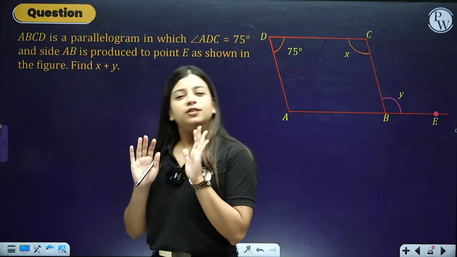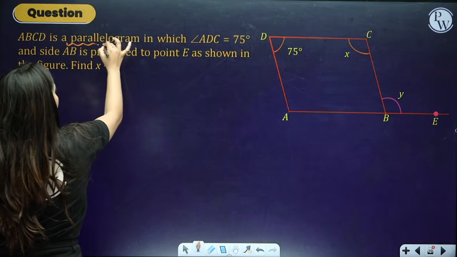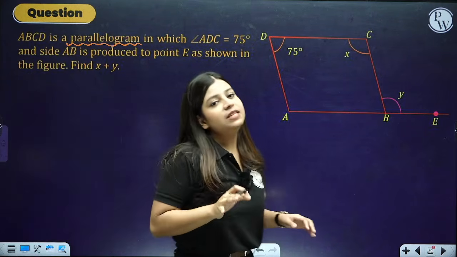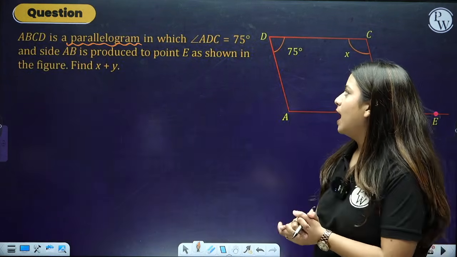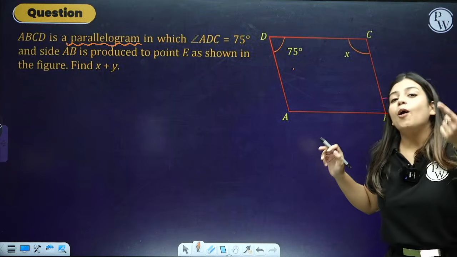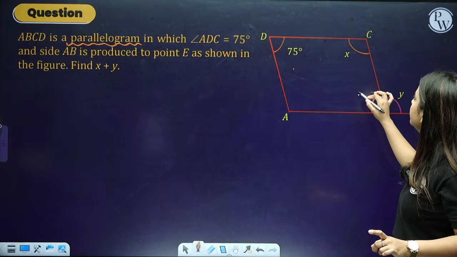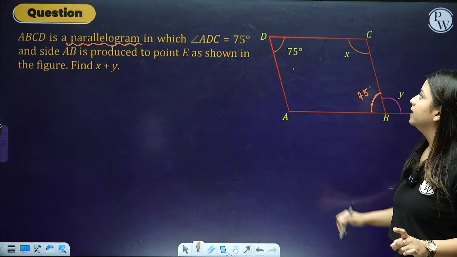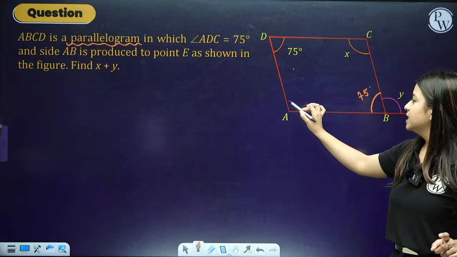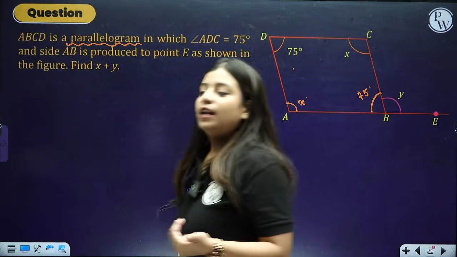In this question again, it is specified that ABCD is a parallelogram in which angle ADC is 75 degrees. We know that the opposite angles of a parallelogram are equal. So if this is 75, this will also be 75 degrees. If this is x, this will also be x degrees. So first of all, let's find out the value of x.